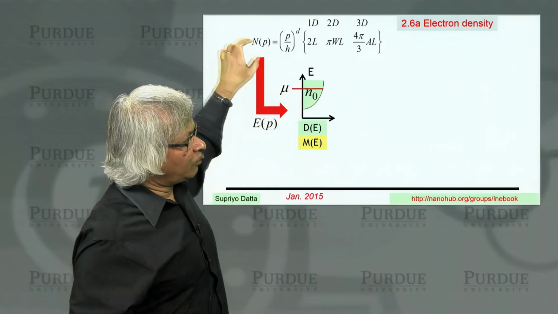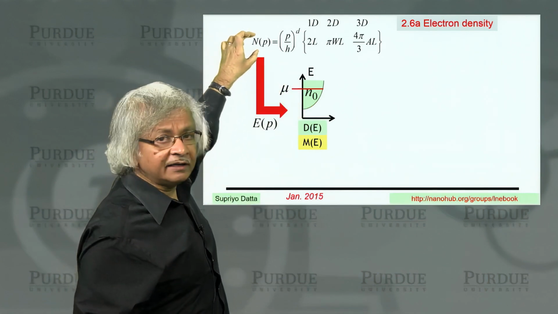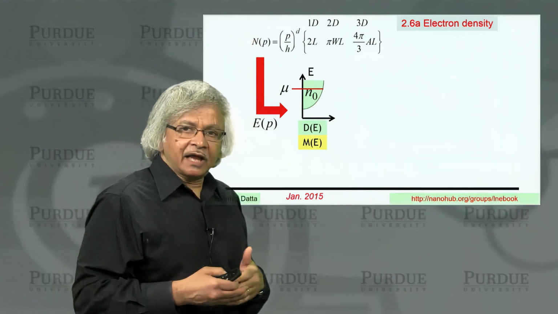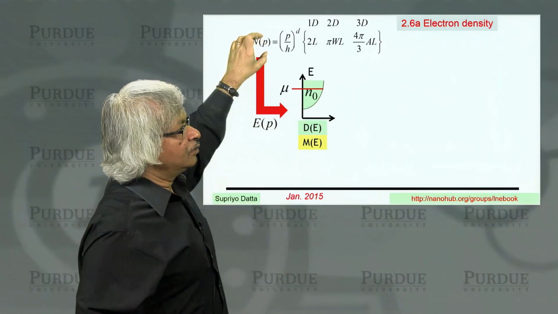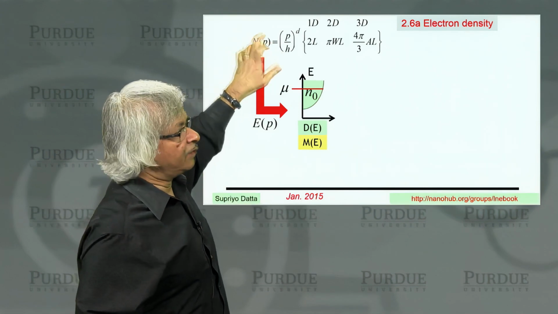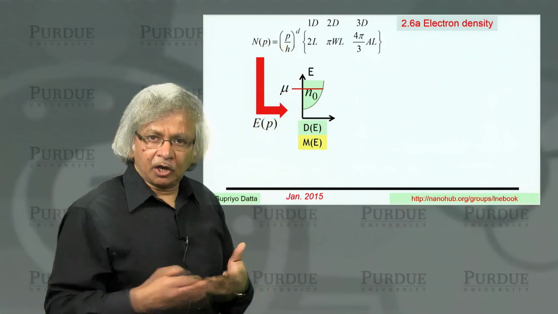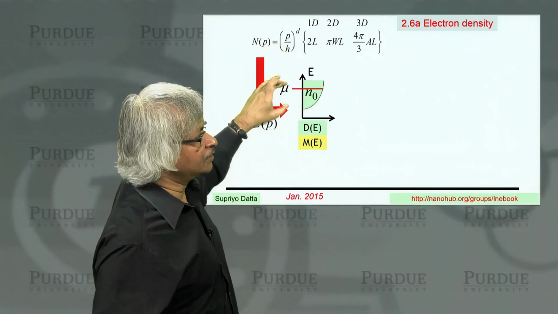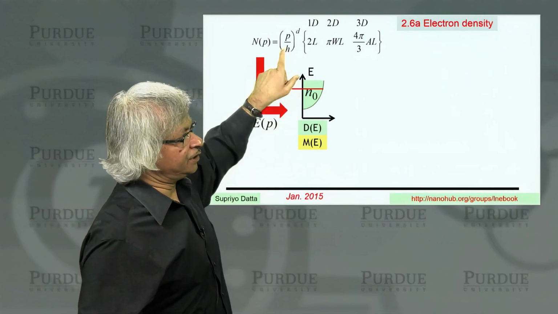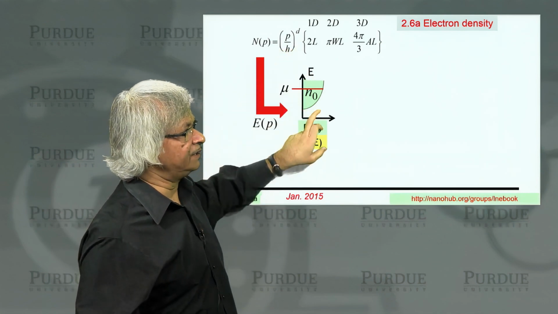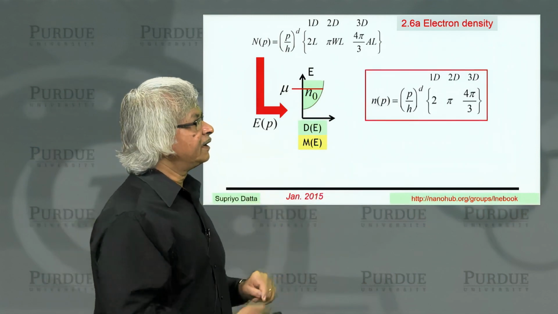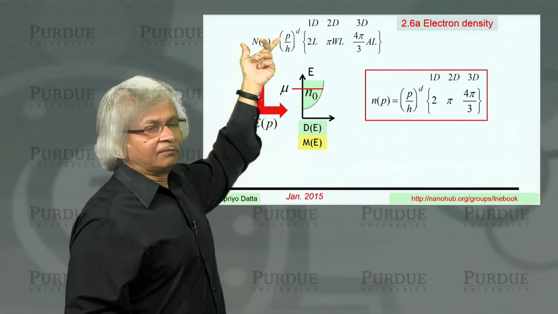And what does n tell us? This n tells us how many states are actually there whose momentum is less than p. Whereas what we want to know is how many states are occupied. And of course, all states below mu are occupied. So what you could do is use that function to obtain the electron density. Let me explain a little further. So this is the total number of states.